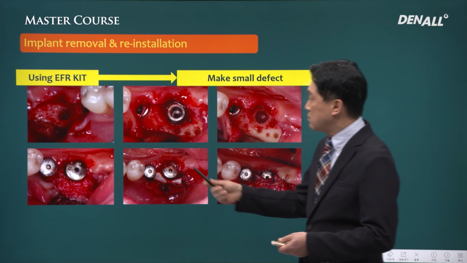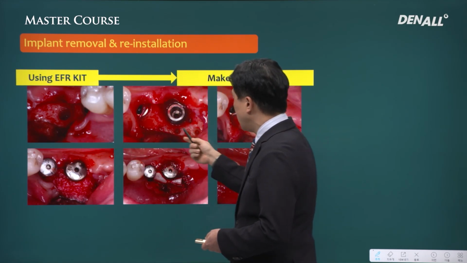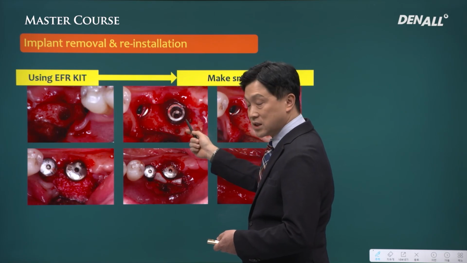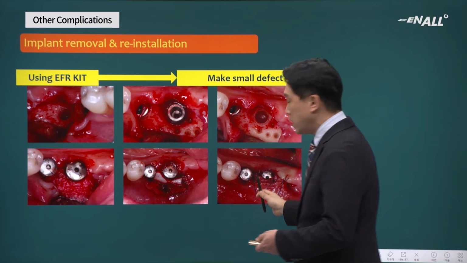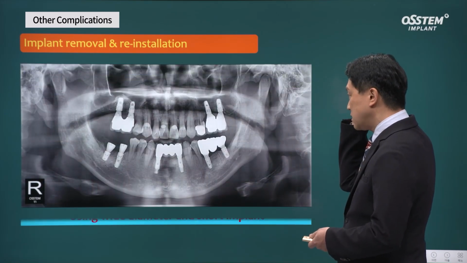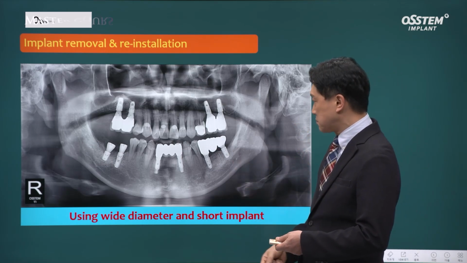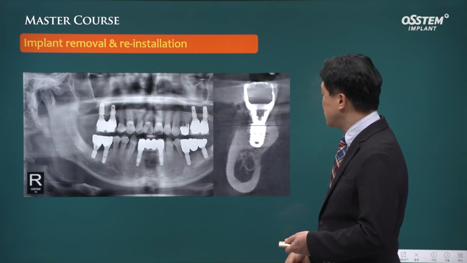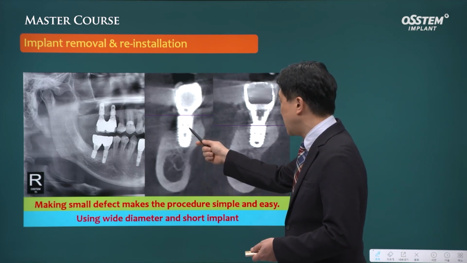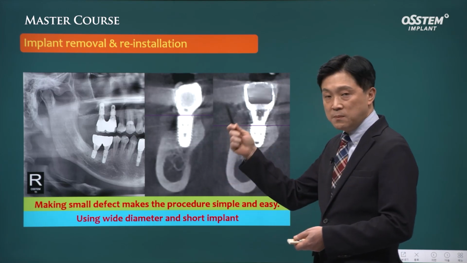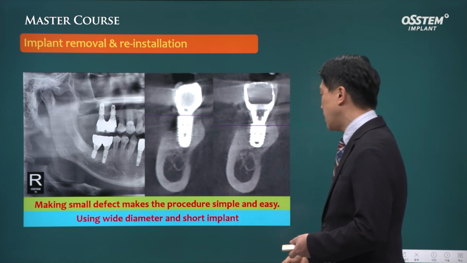After reflecting the flap, as you can see, the thread lines are still visible. A bigger diameter implant was placed, bone graft was done, and surgery was completed. This is the post-op panoramic image. And the prosthesis was delivered. Let's look at the post-op CT. As you can see, a small defect was formed, so the implant was placed easily. GBR was done at the same time.